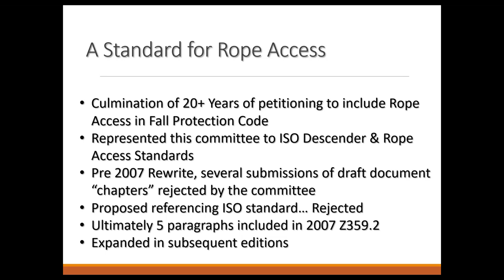Secondly, by being part of the Z359 family of documents, we're forced to harmonize our work in rope access with other types of fall protection. And as you know, in rope access, you're constantly moving in and out of different kinds of fall protection. Harmonizing the requirements is the beginning of gaining that acceptance, both from an individual standpoint for the safety directors and corporate managers out there, but also for OSHA and for the regulatory people at the federal, state, regional, and even local levels. So that's really why we've worked so hard to get Z459 into the Z359 family.